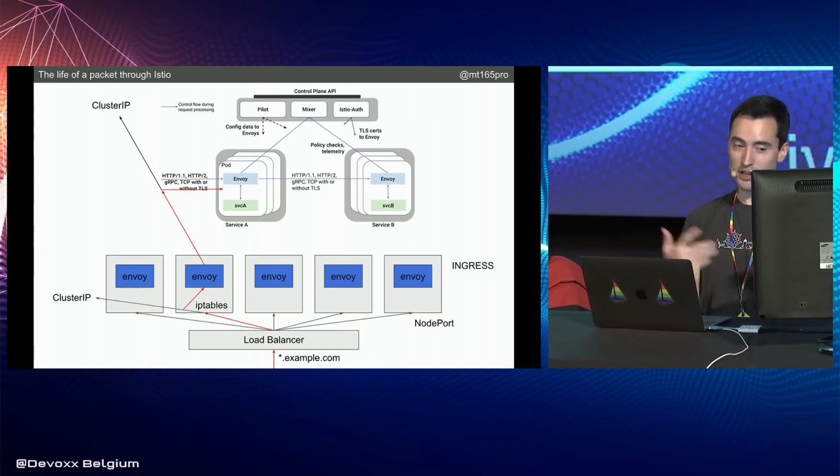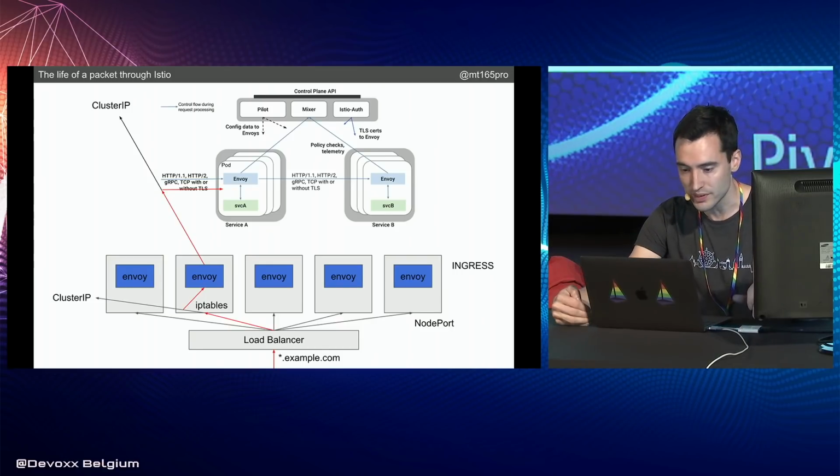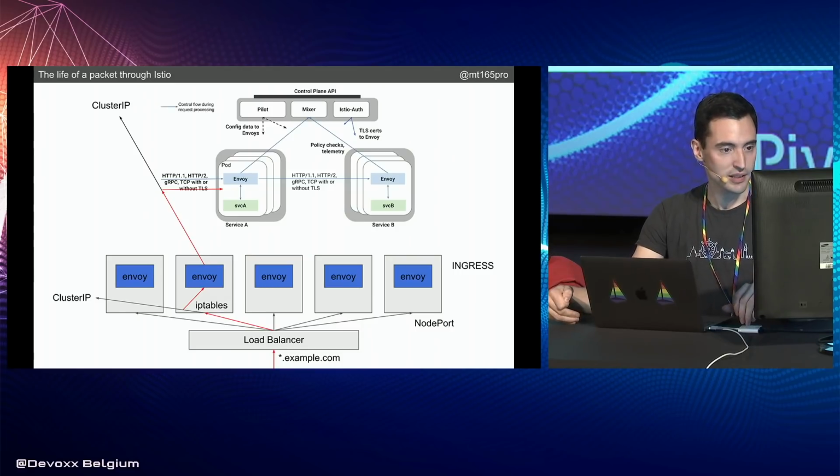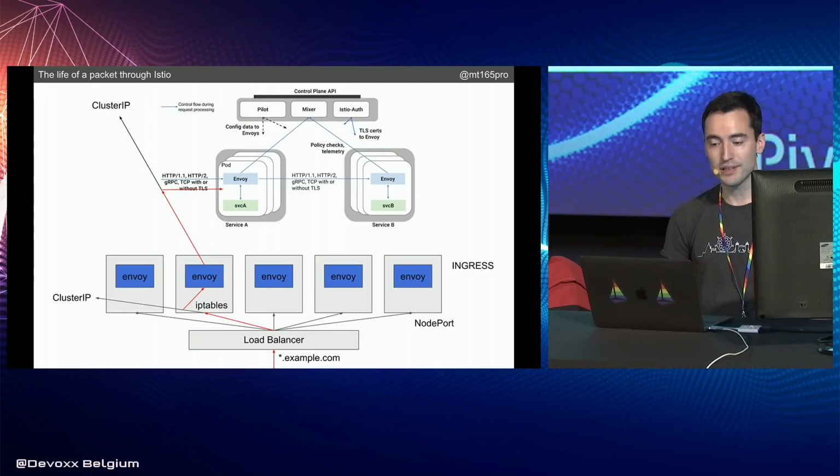So the first question is ingress. We said we see the life of a packet come through this system. So where does it start? It starts at an ingress point, at an edge. So just like a standard Kubernetes ingress controller, we have a layer of ingress.